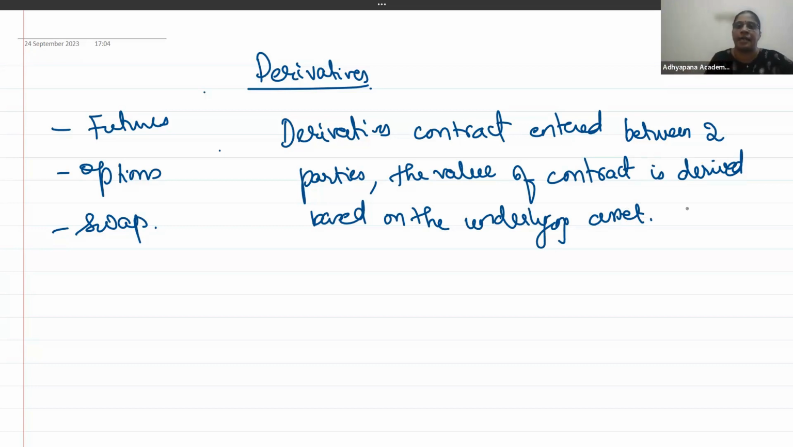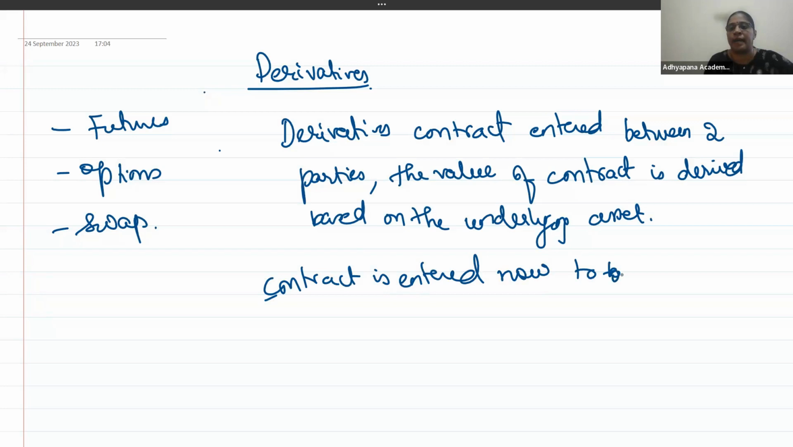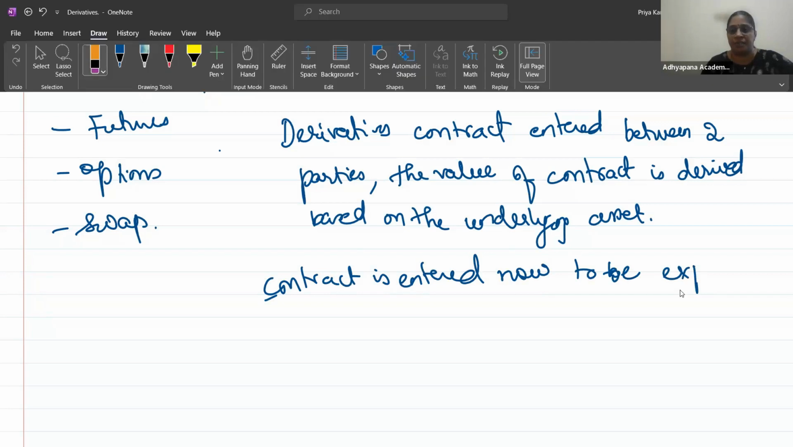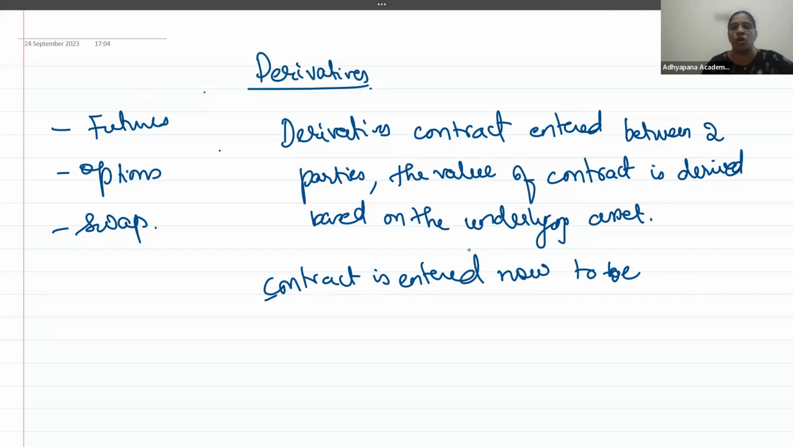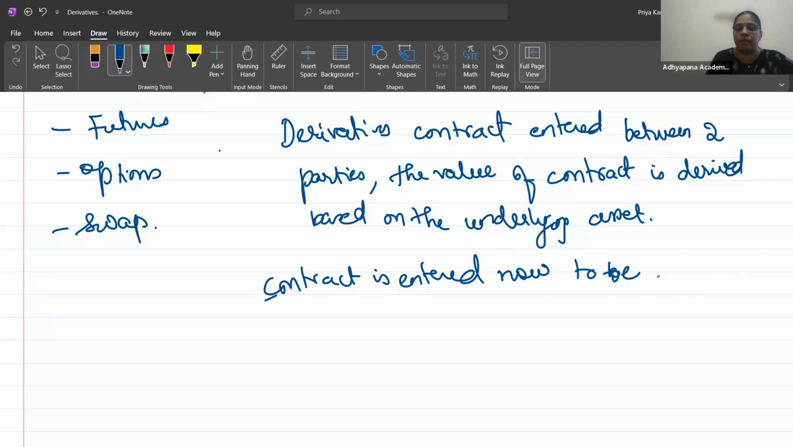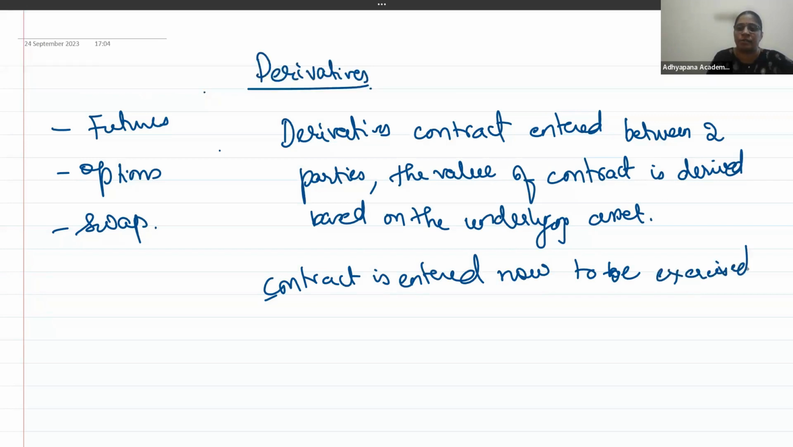It is a contract entered between two parties. When is the contract entered? The contract is entered now, to be exercised at a future date.